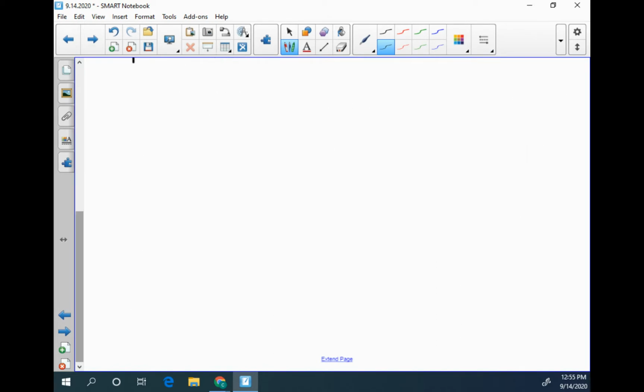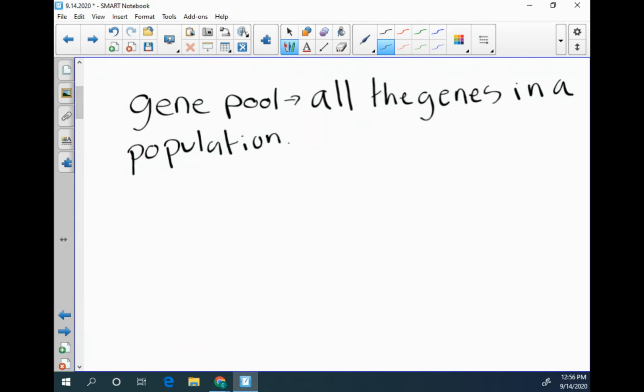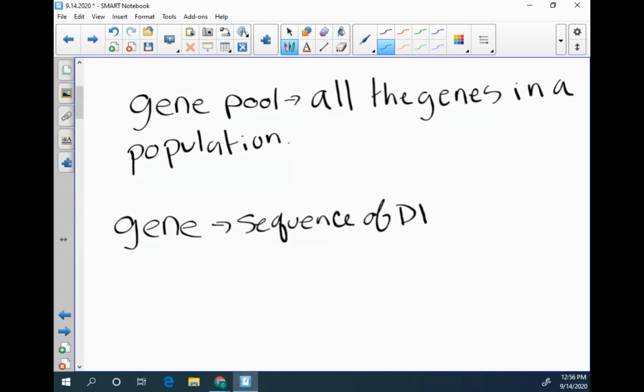Breaking it down even more. A gene is a sequence of DNA that codes for a particular trait.